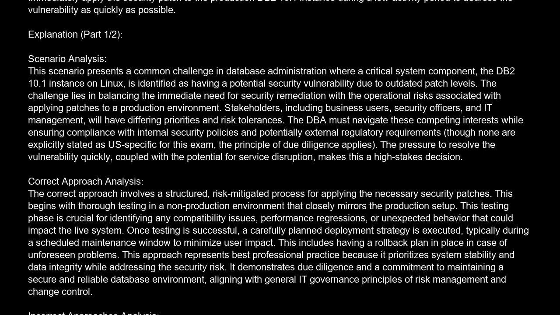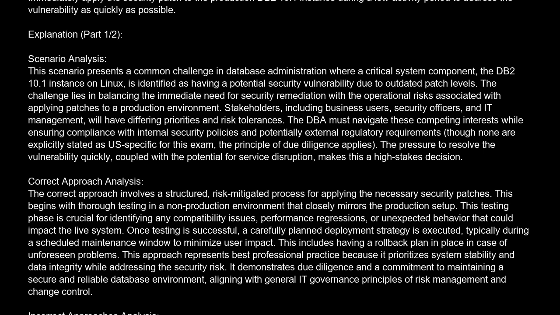Correct approach analysis. The correct approach involves a structured, risk-mitigated process for applying the necessary security patches. This begins with thorough testing in a non-production environment that closely mirrors the production setup. This testing phase is crucial for identifying any compatibility issues, performance regression, or unexpected behavior that could impact the live system. Once testing is successful, a carefully planned deployment strategy is executed, typically during a scheduled maintenance window to minimize user impact. This includes having a rollback plan in place in case of unforeseen problems.